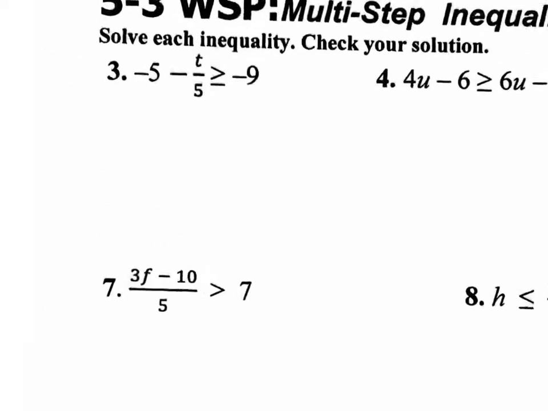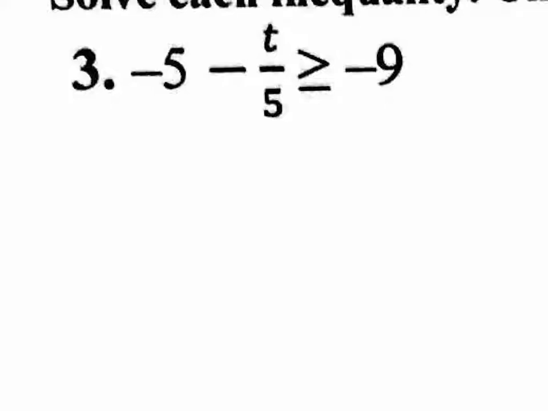Let's start with number 3. What would you do on number 3? To start getting t by itself. Okay, if you want to get rid of the fraction, you could do that first. I would get rid of this minus 5. It's easy, just plus 5, right?